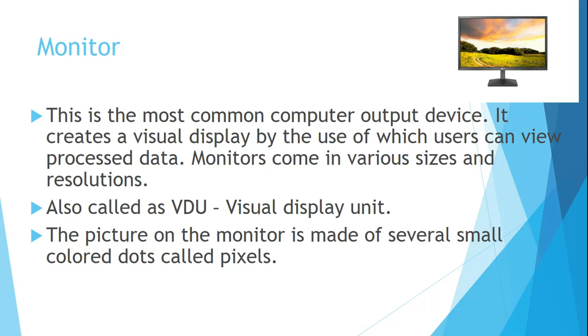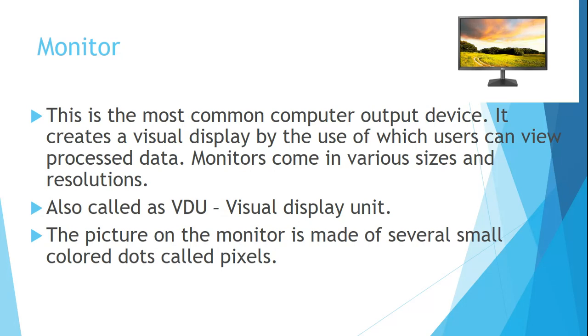First is the monitor. It is the standard output device and the most commonly used. It creates a visual display which can be seen by the user. The data which has been given to the computer is processed by the CPU and the output is shown to you on the monitor. Monitors come in various sizes and resolutions. It is also known as VDU or Visual Display Unit.